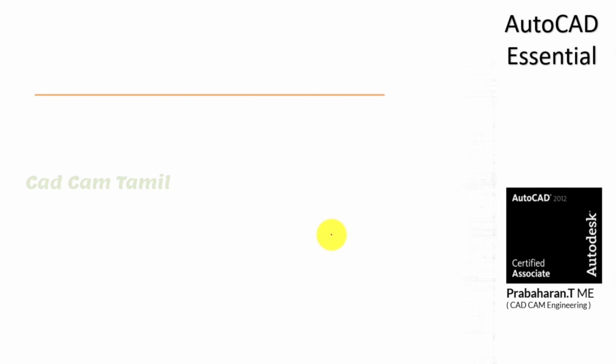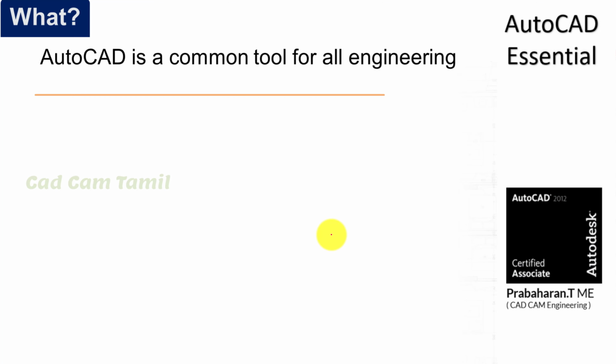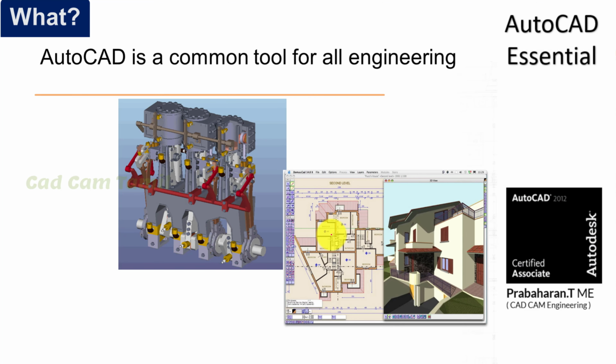Okay. Next step, what we are going to learn from AutoCAD, what it has, we are going to discuss now. So AutoCAD is a common tool for all engineering. For example, if you are a mechanical engineer or a civil engineer, the same AutoCAD tool is used to produce a drawing.